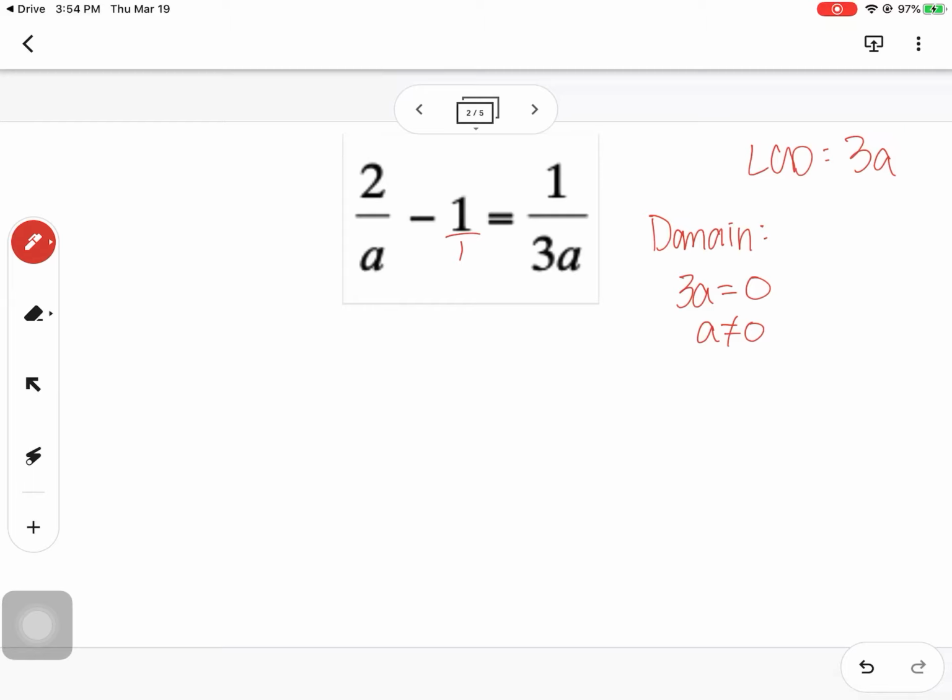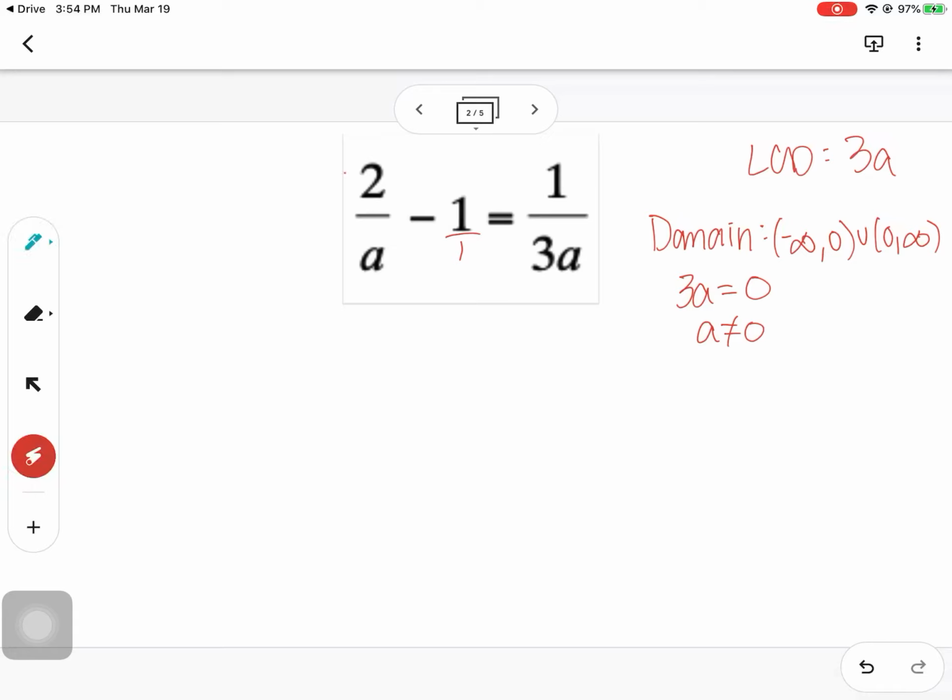And so what we know is a cannot equal 0. So my domain needs to say everything but 0, and the way that we do that, it's going to be negative infinity to 0 and 0 to infinity. It's going to look like your rational expression domains did when we were solving them. So anything but 0 that I get should be fine, and if I get 0, I need to get rid of it.